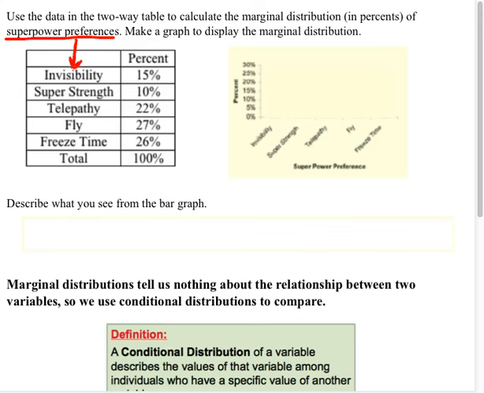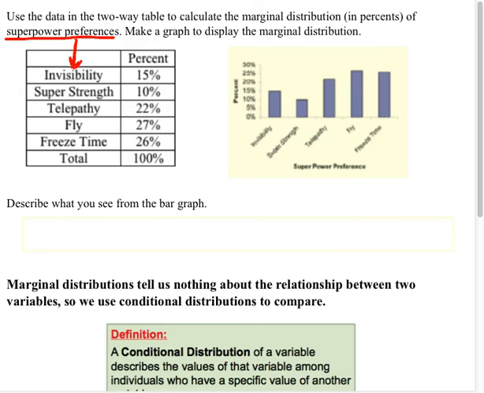Label out the categories, find the total of people that wanted invisibility, the total that wanted super strength, and so on and so forth, and then divide by however many people were part of that sample to get the percent of people for each of those. So that's the power of marginal distributions. It lets you look at one of the variables at a time, this time the variable of what superpower they would want. And then, of course, we can turn this into a bar graph.